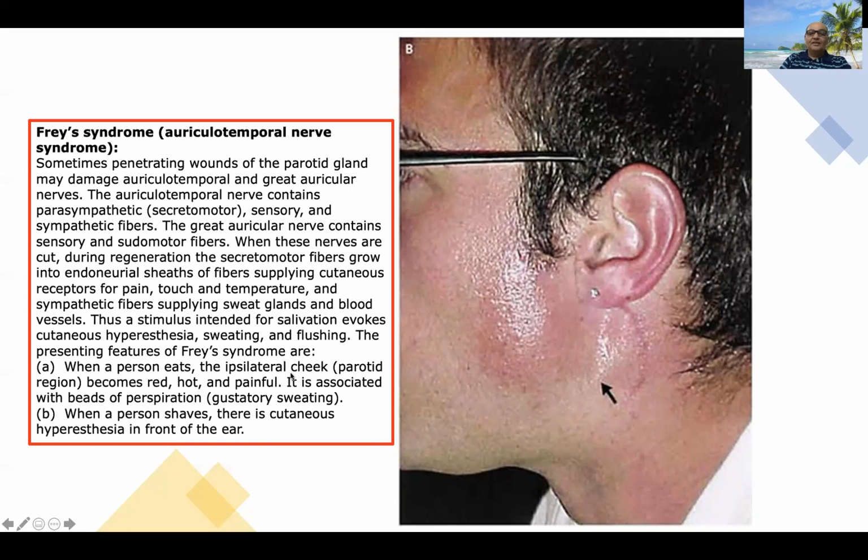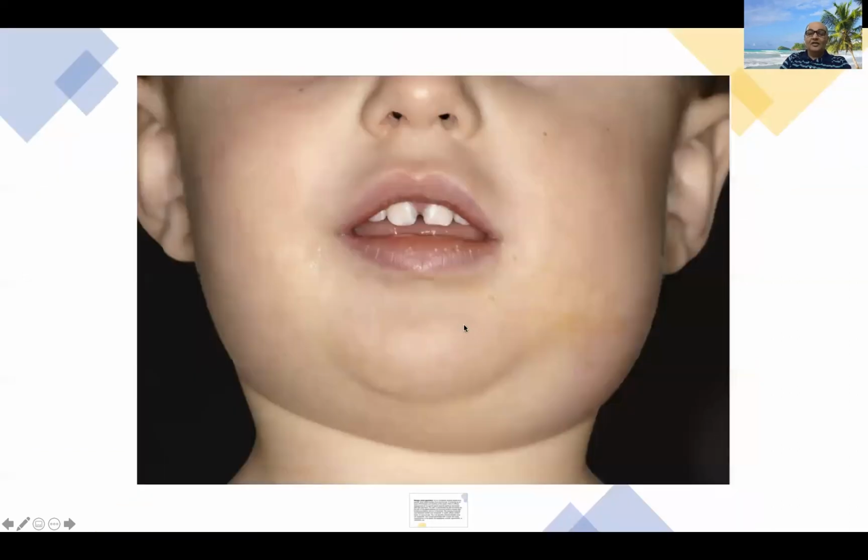When these persons eat, this side becomes red, hot and painful, and it is associated with beads of perspiration. So this is the gustatory type of sweating which emerges, especially when the person is eating, and when these people shave, there's a cutaneous hyperesthesia in front of the ear. So these are the things which can come in some individuals who undergo a surgery or who have a traumatic condition.